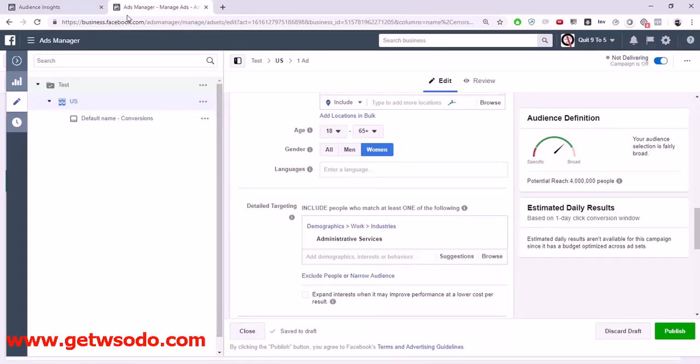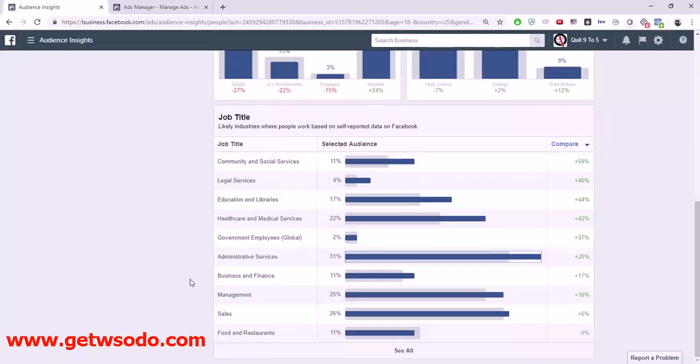So another thing that we can do is you go back over here. Administrative services. Obviously you can type in any of these job titles. You probably wouldn't want to do the lower ones like legal services because it's 4%. You just want to snipe the best ones out of audience insights and then teach your pixel on that. Government employees, 2%, you're not going to get much bang for your buck out of here.